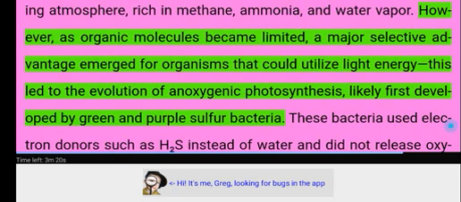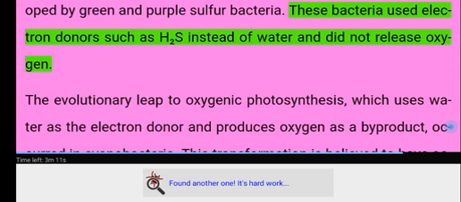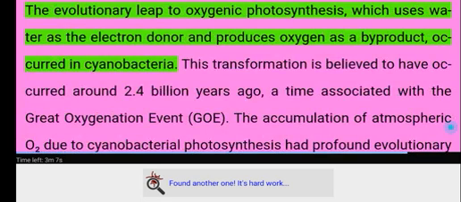However, as organic molecules became limited, a major selective advantage emerged for organisms that could utilize light energy. This led to the evolution of anoxygenic photosynthesis, likely first developed by green and purple sulfur bacteria. These bacteria used electron donors such as H2S instead of water and did not release oxygen.